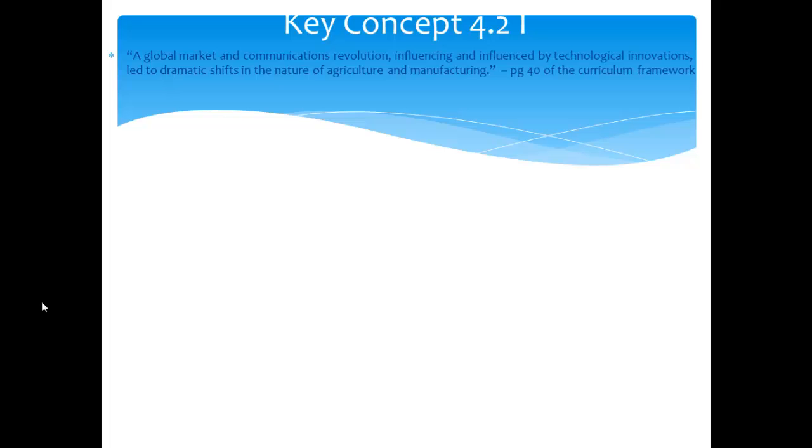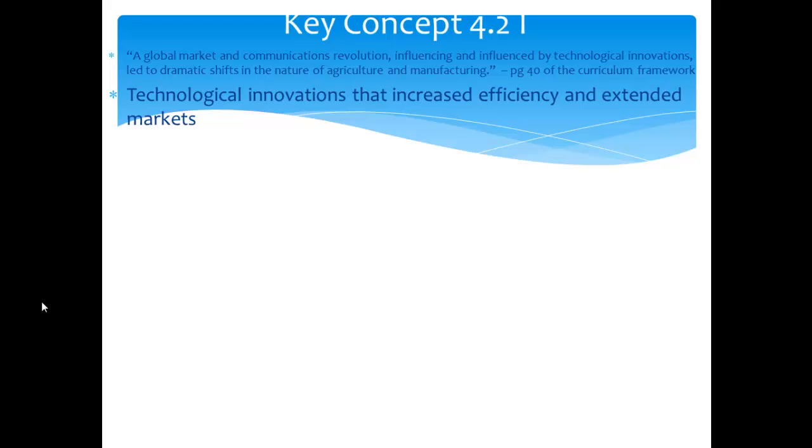All right, let's look at Key Concept 4.2, Roman numeral 1. A global market and communications revolution influencing and influenced by technological innovations led to dramatic shifts in the nature of agriculture and manufacturing. So let's talk about some technological innovations that increased efficiency and extended markets. Keep in mind, all of these inventions really made production more efficient, faster, and allowed more goods to reach markets further away.